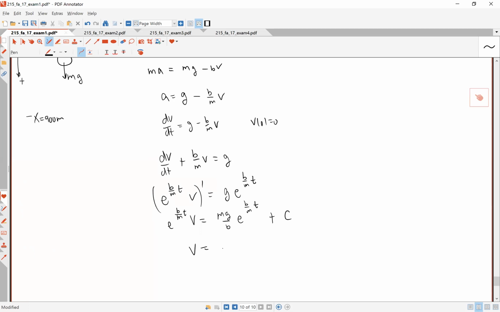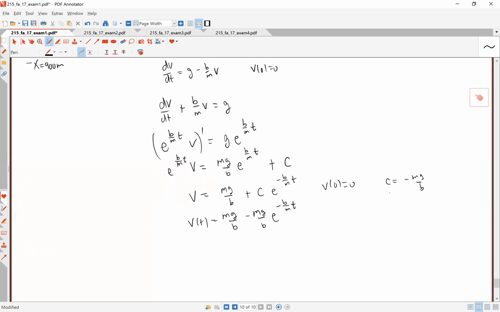V of t is mg over b plus c e to the negative b over m t. But we know that the initial velocity is 0. So that's going to tell us then that c must be negative mg over b. Okay, there's the velocity.